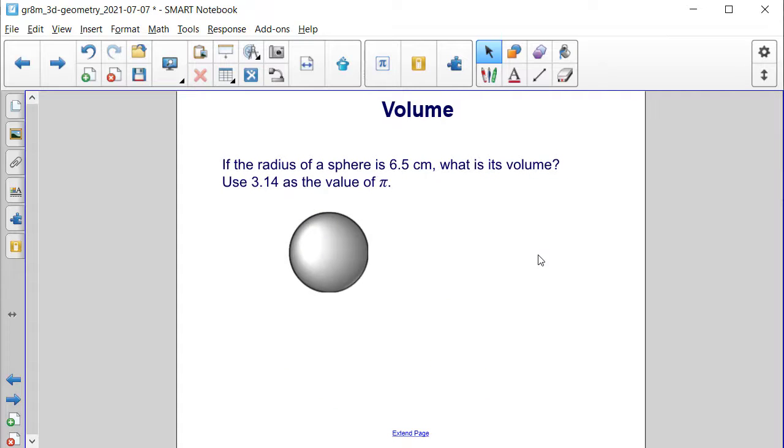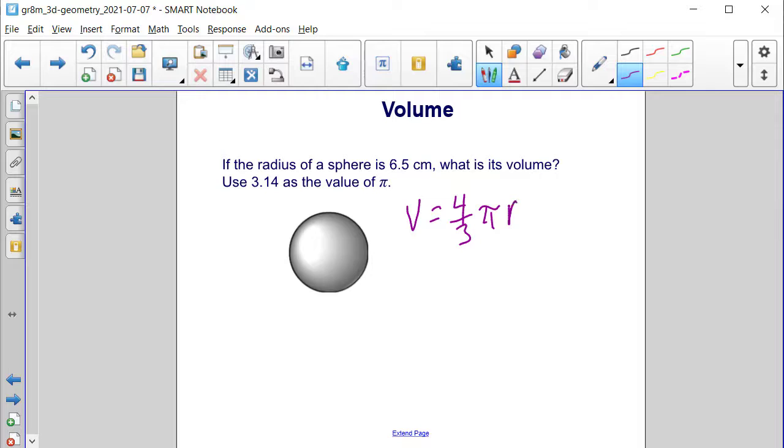Now let's try to calculate the volume of a sphere. If the radius of a sphere is 6.5 centimeters, what is its volume? Well, we know that the volume formula for a sphere is 4/3 times pi times the radius cubed. So if we substitute our radius value in there, and 3.14 as the value of pi, we can now evaluate this expression to determine the sphere's volume.